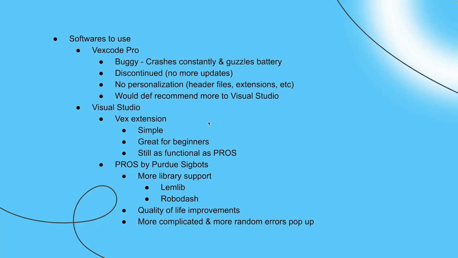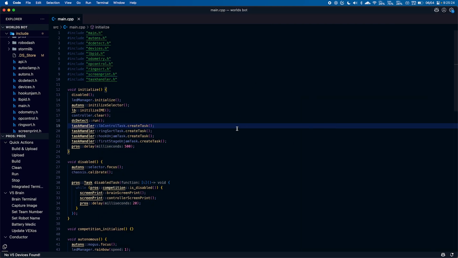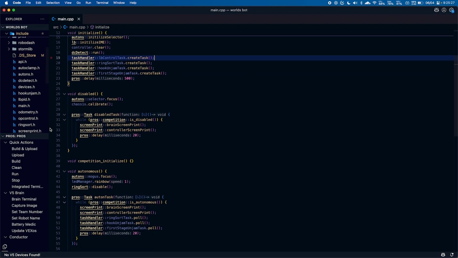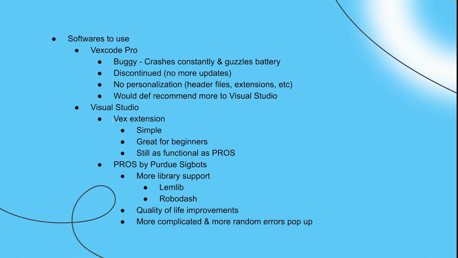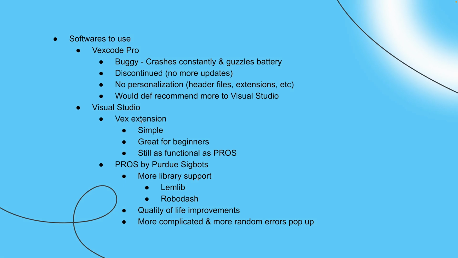VEX has moved to Visual Studio with an extension that they use. This is what Visual Studio looks like. You can change it however you want, you can add a bunch of different organization things, and there's a bunch of extensions you can have. VEX has their own extension that you can download, and it has a different syntax for getting things done than PROS, which is used by a lot of people as well for VEX, made by Purdue SIGBots. The VEX extension is really simple. It's great for beginners, and it's still as functional as PROS.